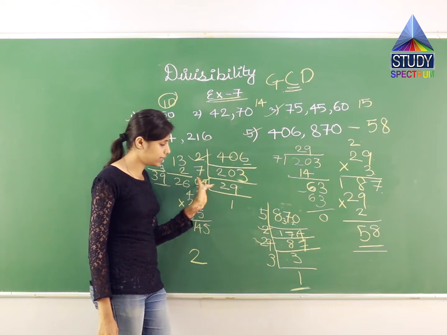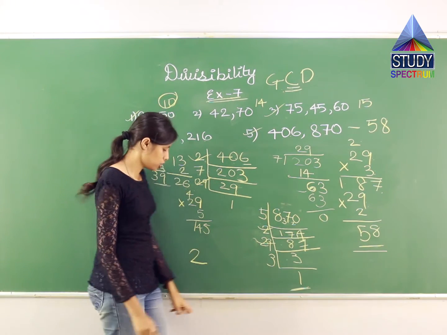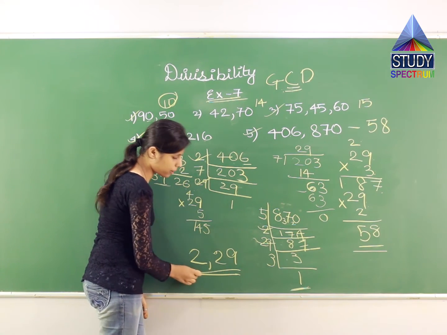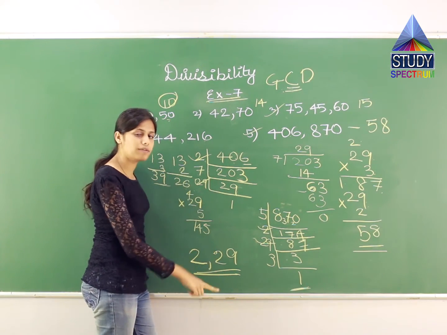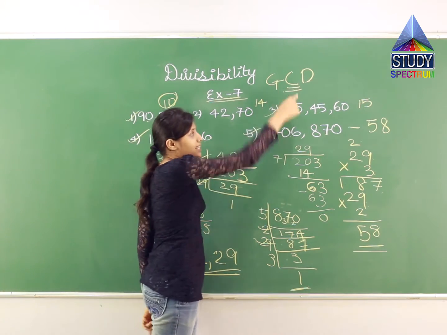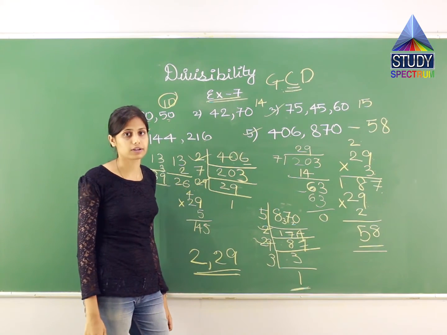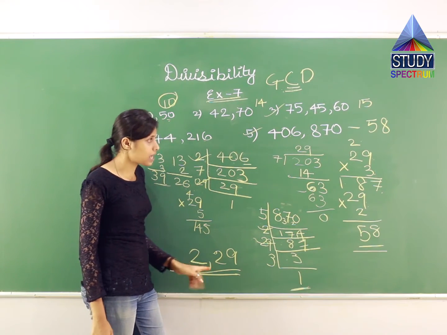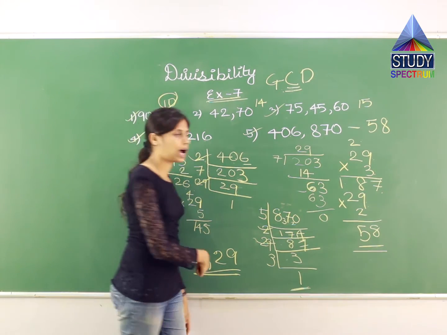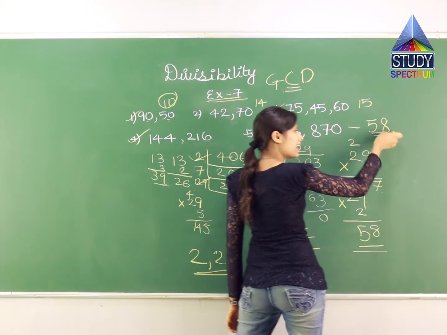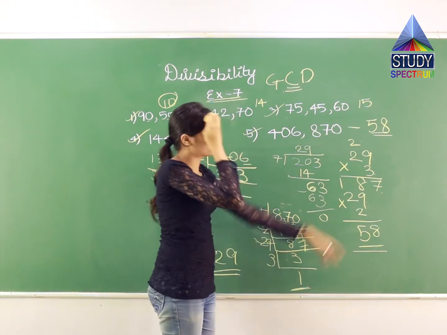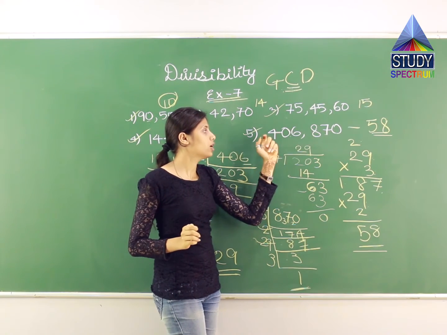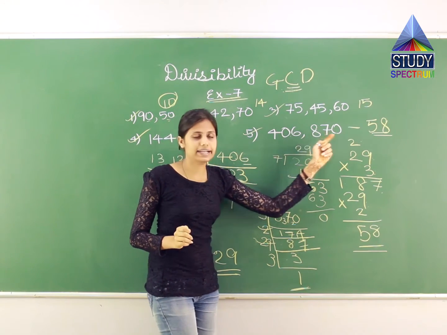29. Over here I had 29. Over here also I had 29. So I'll say 29. So these were the two common factors. पर मुझे common factors नहीं चाहिए. मुझे क्या चाहिए? GCD. That is the greatest common factor. So how will I get this GCD? Simply by multiplying these. When I multiply them both, I'll get the answer as 58. And that is the answer. 58 is the highest or the greatest common divisor for 406 and 870.